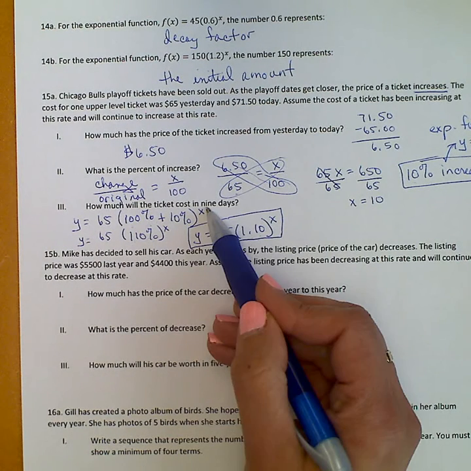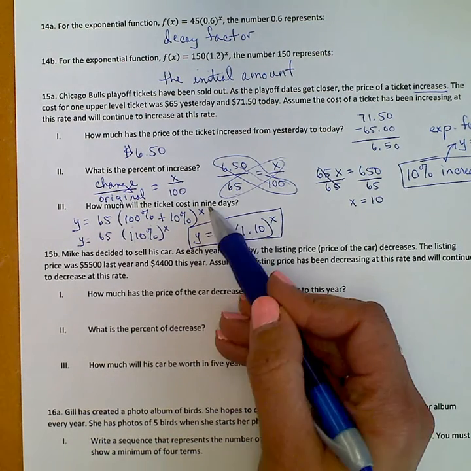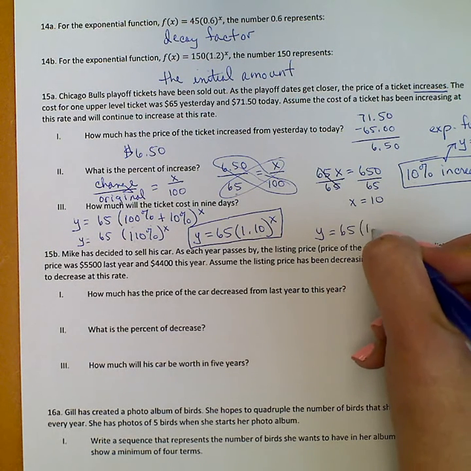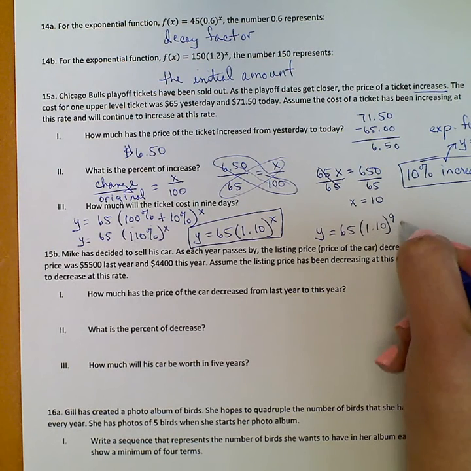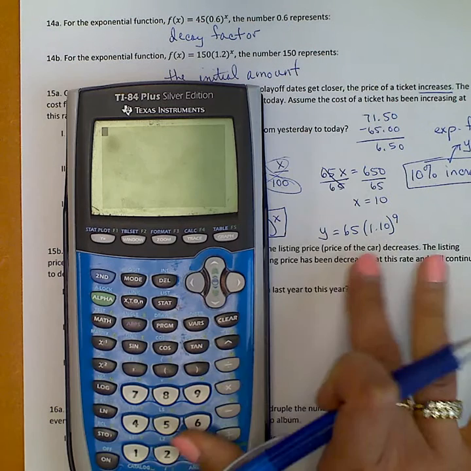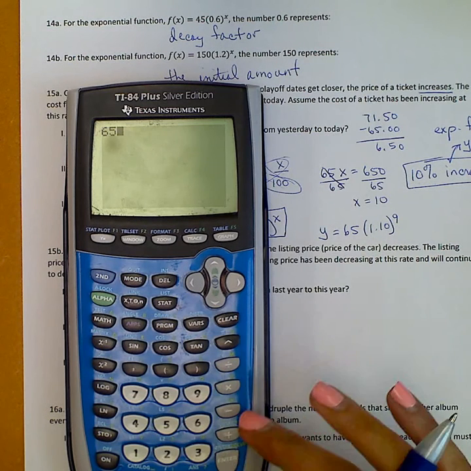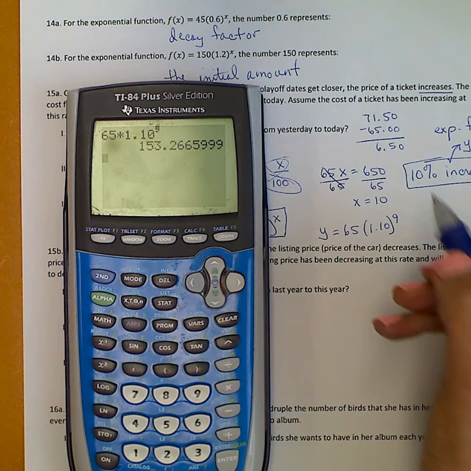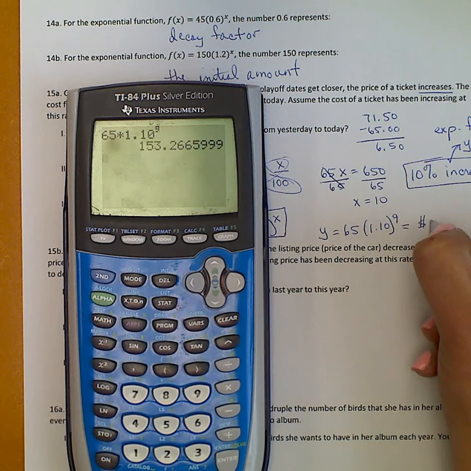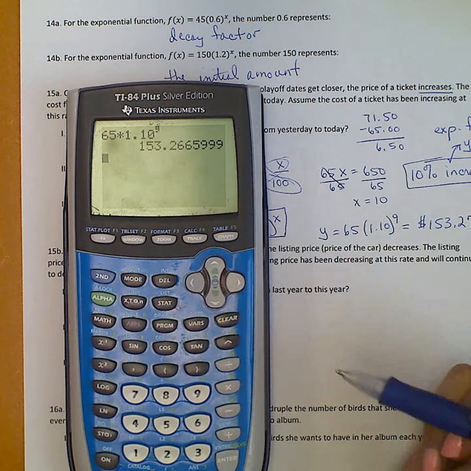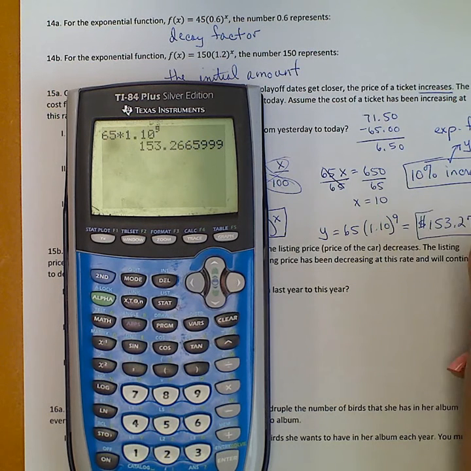Okay, so the cost in 9 days will be when x is 9, y equals 65 times 1.10 to the 9th power. So I'm going to get my calculator out and type this in. So it's 65 times 1.10 to the 9th power. And that gives me $153.27. And I know it says 6, but remember the 6 behind it rounds it up to a 7. So the cost of the ticket in 9 days will be $153.27.